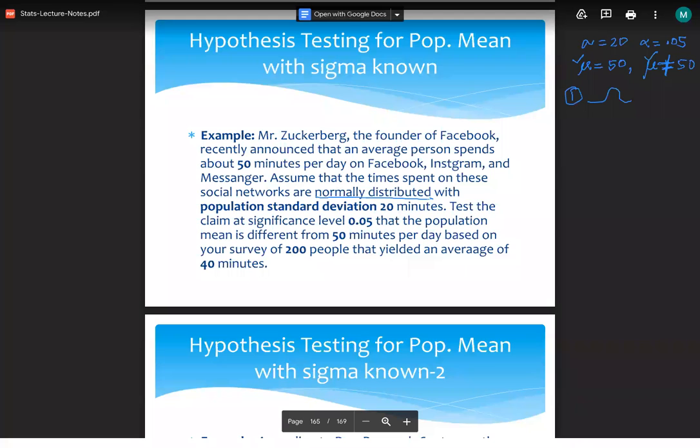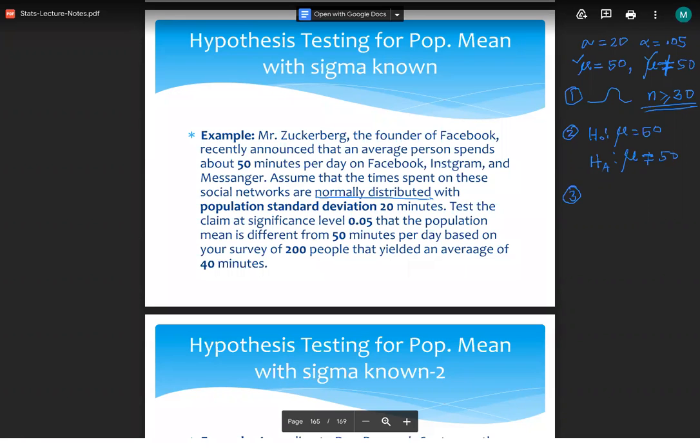But if it did not tell you whether it's bell-shaped or not, in that case, you have to make sure that n is greater than or equal to 30. Remember central limit theorem? If sample size is bigger than or equal to 30, then the sampling distribution is always going to be bell-shaped. All right. Number two, null hypothesis, which is mu is equal to 50, and your alternative hypothesis, which is mu is not equal to 50.